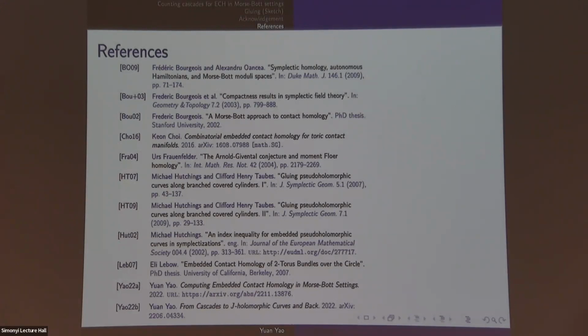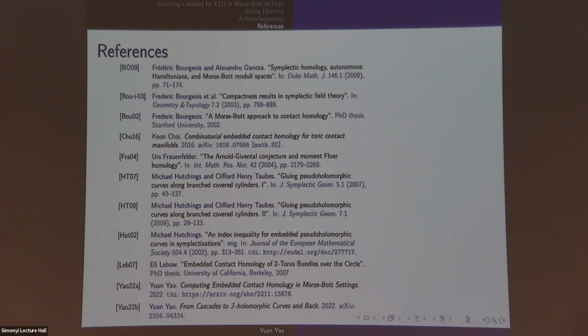Here's a question. Let's say I wanted to do a Morse-Bott calculation of the U map. I think this is pretty difficult. In the case where you have an S1 bundle, my impression is that the differential is pretty well understood, but the U map is actually pretty hard to calculate with cascades. I don't know if you have any insight into that.